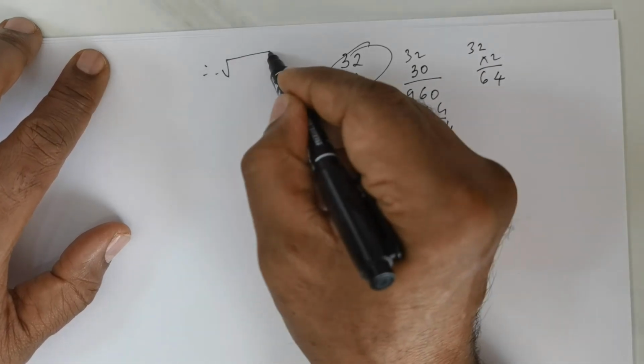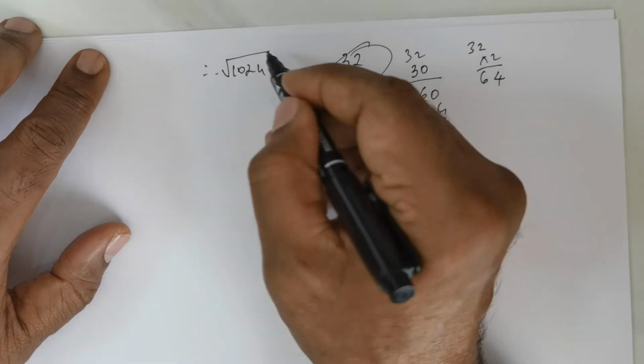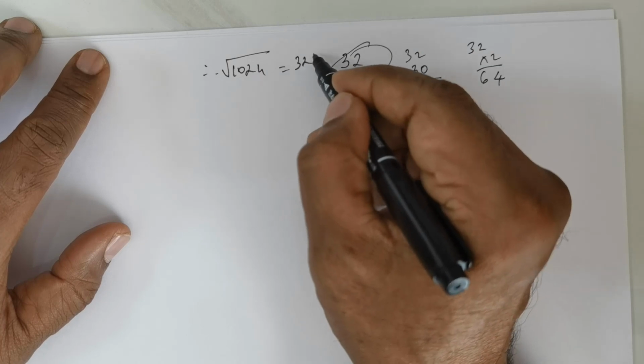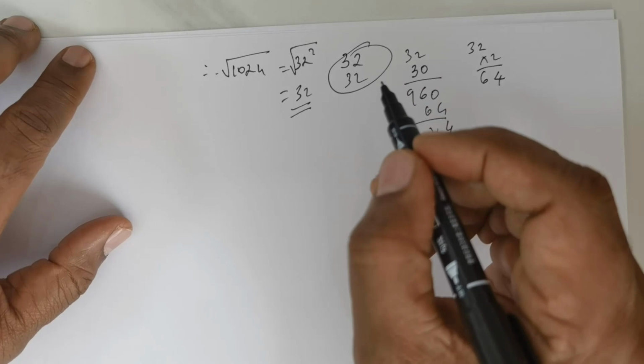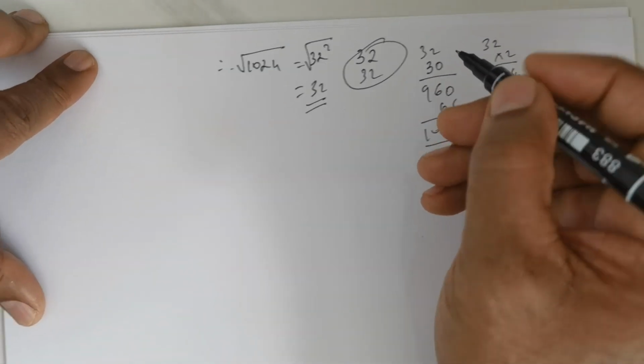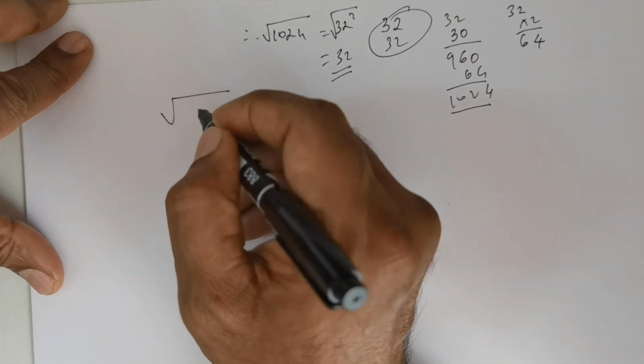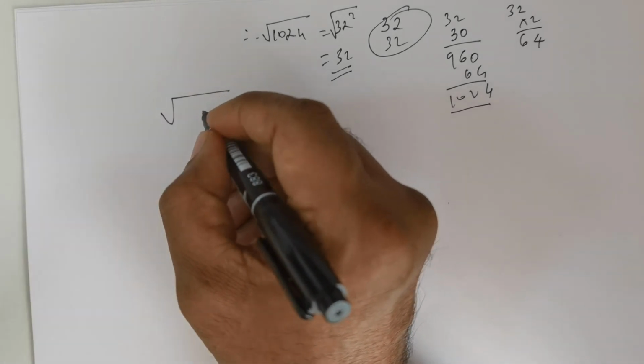So therefore you have made the conclusion. What is that? 1024, the square root of 1024 is nothing but 32 squared. When you apply the square root, you get 32. So that is the value. Now I can give you another example. Let me just go and start giving you some illustrations.